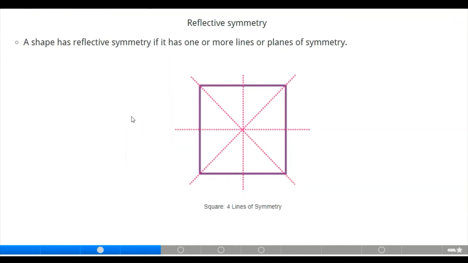Okay. When you're talking about reflective symmetry, a shape has reflective symmetry if it has one or more lines or planes of symmetry. So if we have one or more lines or planes of symmetry, then we say that shape has reflective symmetry. Now let's look at the square here. Let's count how many lines of symmetry we have here. How many is that? We have 1, 2, 3, and 4. So this is an example of reflective symmetry in the sense that we have more than one line of symmetry in this square shape.